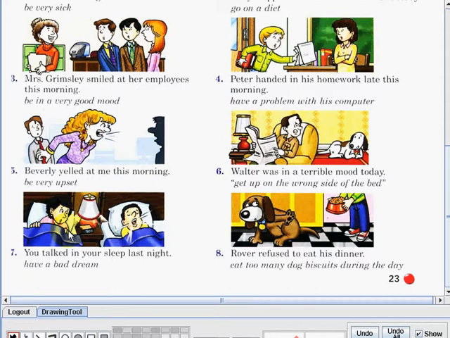You talked in your sleep last night. I know, I must have had a bad dream. You talked in your sleep last night. I know, you must have had a bad dream. Rover refused to eat his dinner. I know, he must have eaten too many dog biscuits during the day. Rover refused to eat his dinner. I know, he must have eaten too many dog biscuits during the day.